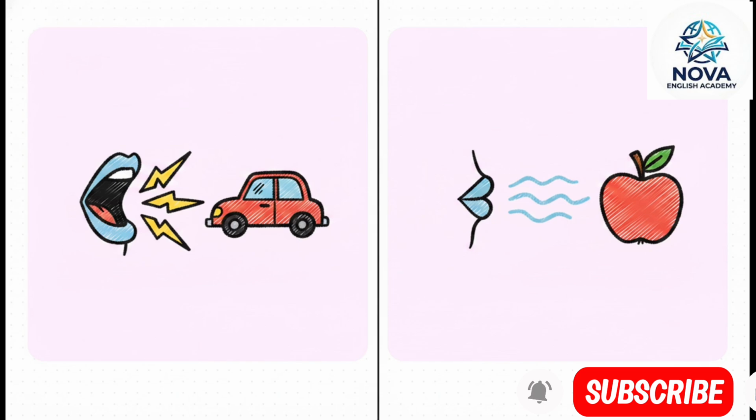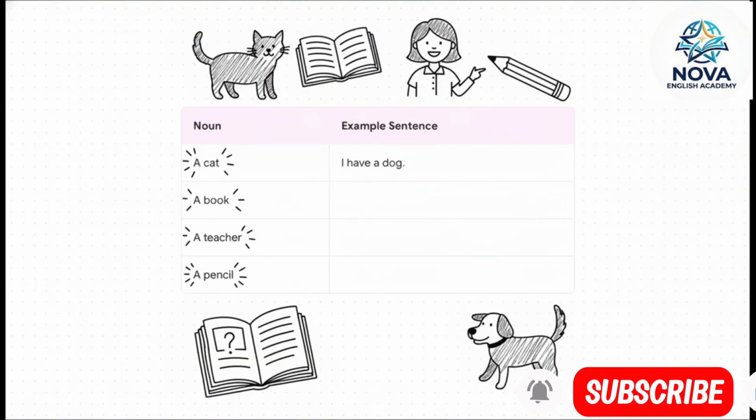You're going to use a before a singular noun that begins with a consonant sound. And you'll use an before a singular noun that begins with a vowel sound. You know, A, E, I, O, U. Let's go ahead and put a to the test.